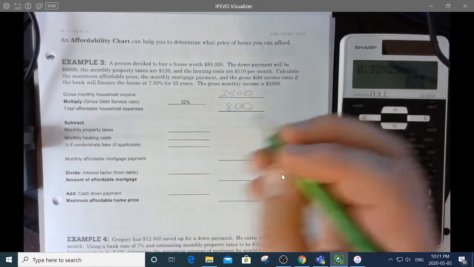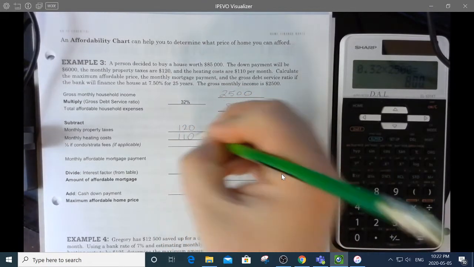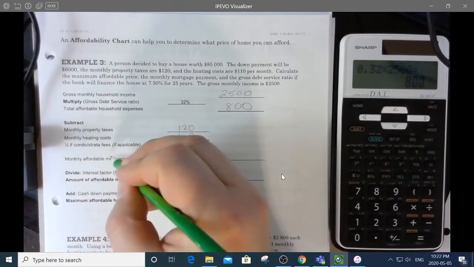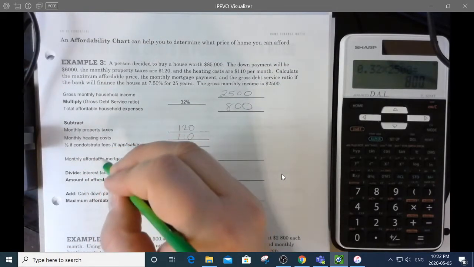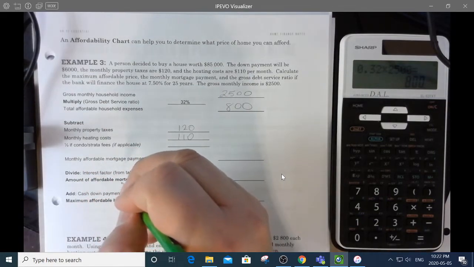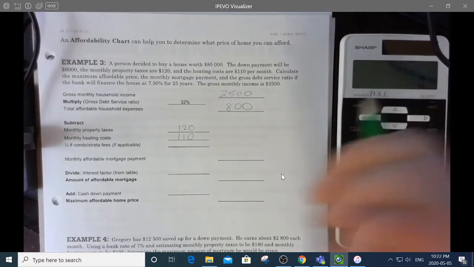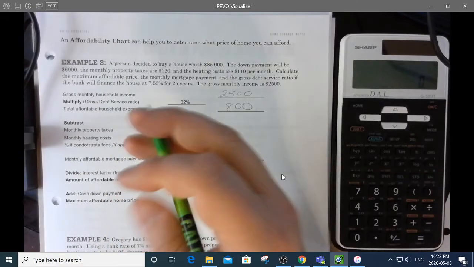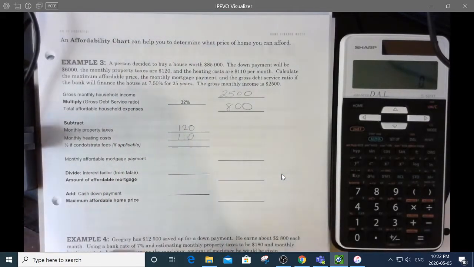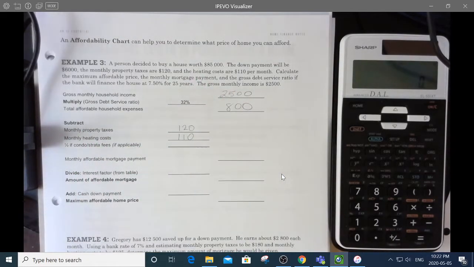Their monthly property taxes are $120. Their monthly heating costs are $110. The next line is only if they're buying a condominium, because if you buy a condominium, you usually have to pay condo fees, sometimes called strata fees, which you pay to your condominium's building owner to do things like the maintenance on your condominium. When you own a condominium, you're not usually responsible for maintenance on your home. We're going to talk more about that in later chapters, but in this problem it doesn't say we have one, so we'll just leave it blank.